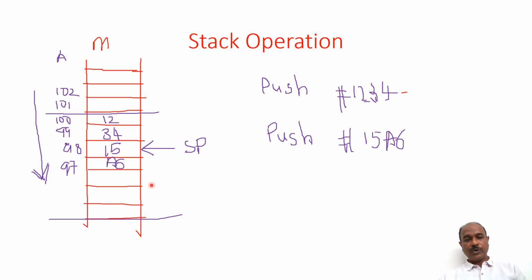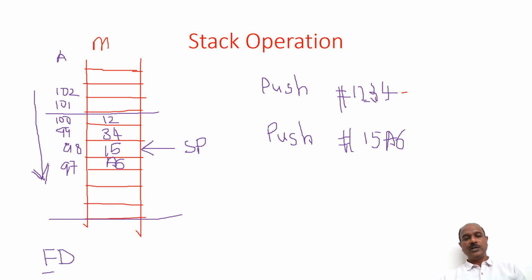Now suppose the stack pointer was pointing here, instead of pointing to this location 98. If the stack pointer was pointing to this location, then we would have called it an empty stack. Now this stack pointer is pointing to location number 98, where the last number is present. So this is called a full stack. So always remember, in MSP430 the stack is always implemented as a full descending stack.